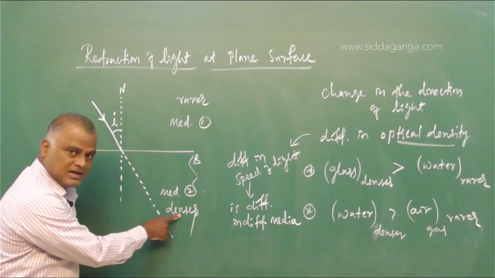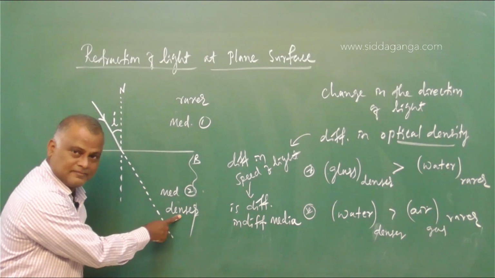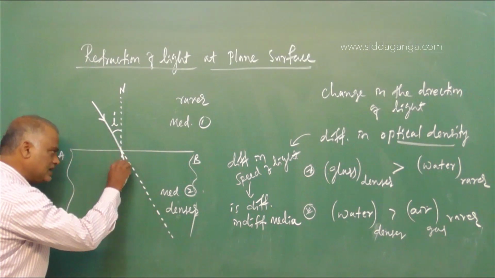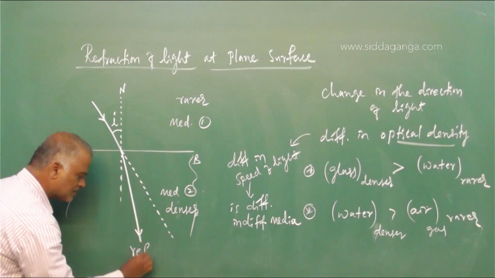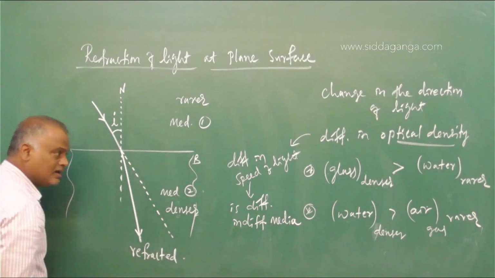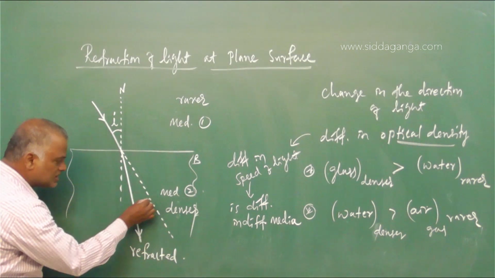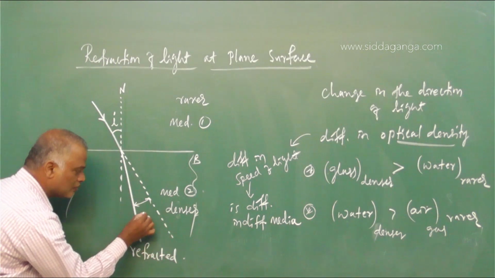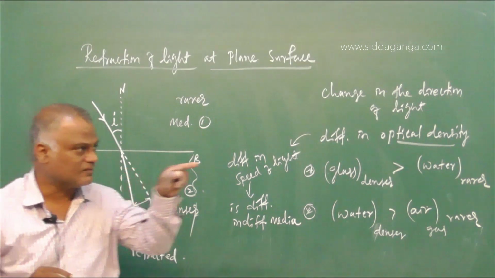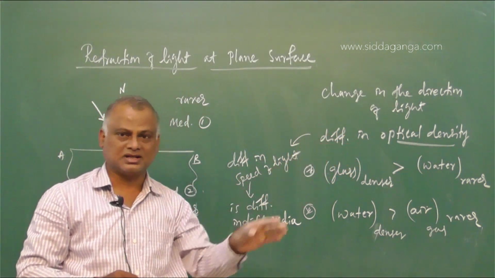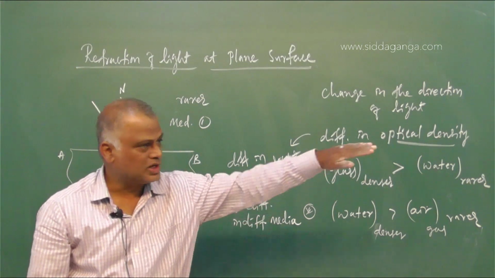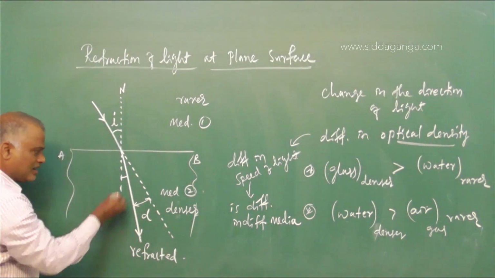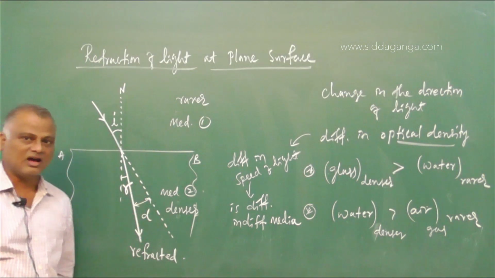Greater optical density, lesser is the speed. Speed gets reduced. Hence, instead of going straight, it bends towards the normal. This is what we call as refracted ray. Instead of going straight, it is bending. So how much does it get deviated? The angle between the incident direction and the deviated direction, we call that angle of deviation. By how much angle is it turned? That is angle of deviation. However, the angle between the normal line and the refracted ray is always known as angle of refraction.